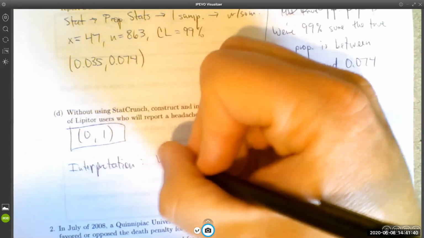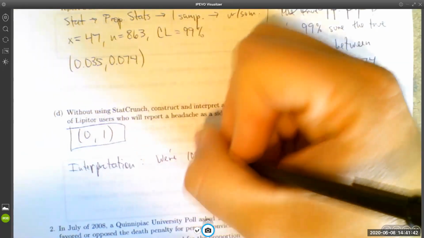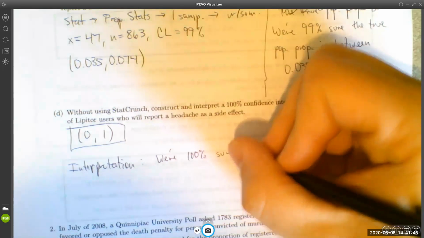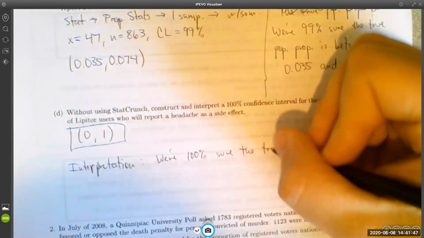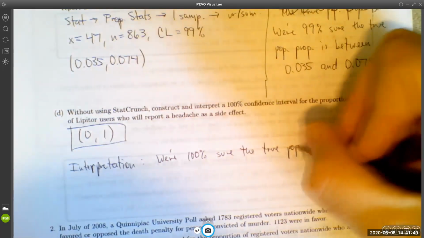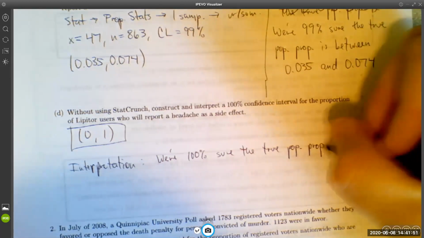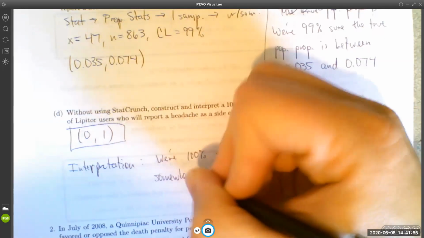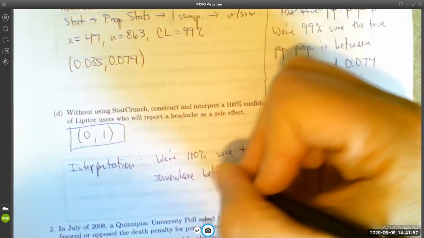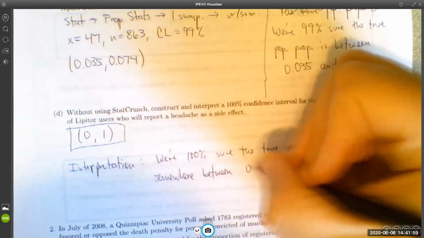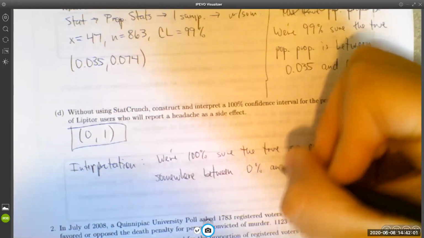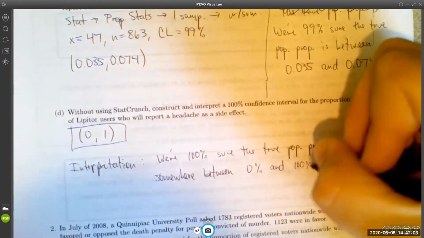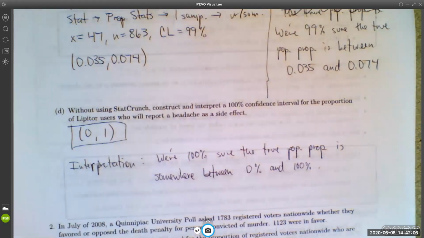The interpretation: we're 100% sure the true population proportion is somewhere between 0% and 100%, right? So yeah, you can be as certain as you want to be that your interval actually contains the true population proportion.